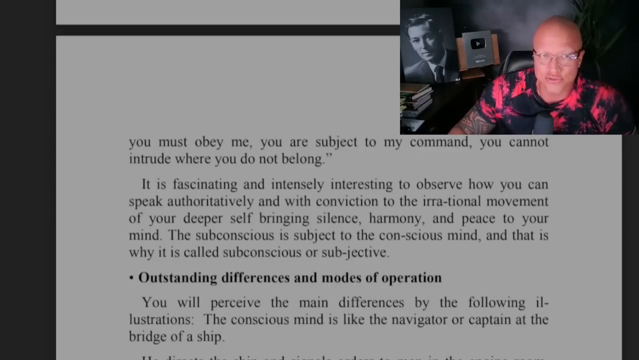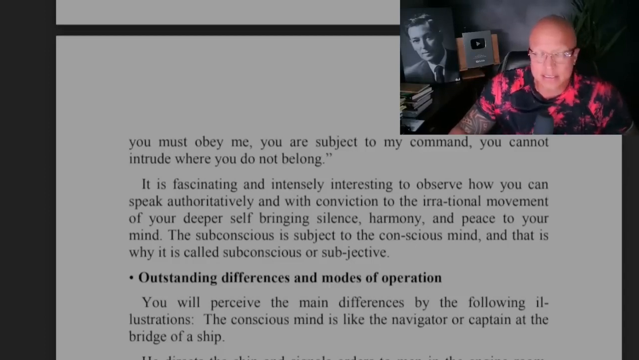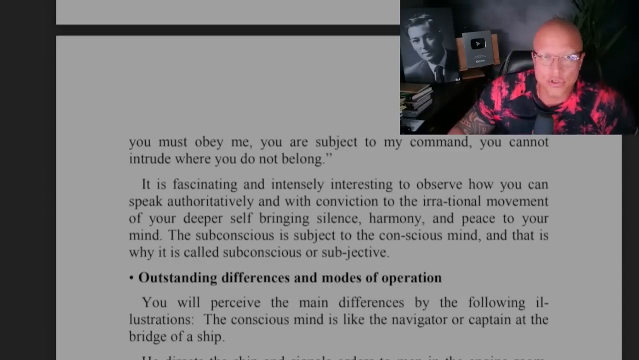mind to take control. So it is fascinating and intensely interesting to observe how you can speak authoritatively and with conviction to the irrational movement of your deeper self, bringing silence, harmony, and peace to your mind. The subconscious is subject to the conscious mind, and that is why it is called subconscious or subjective.